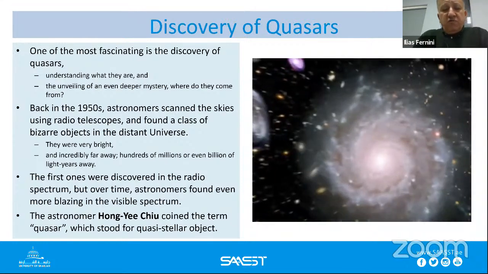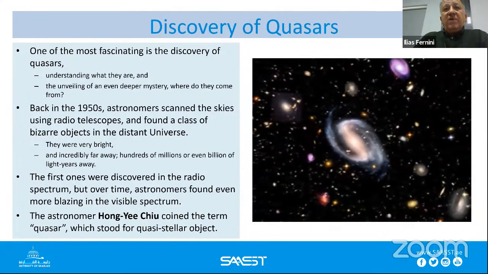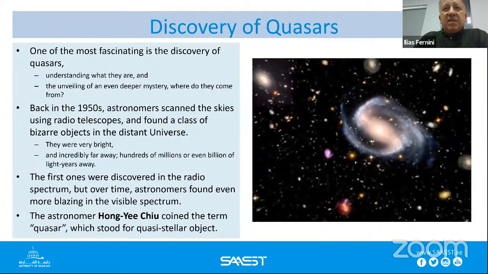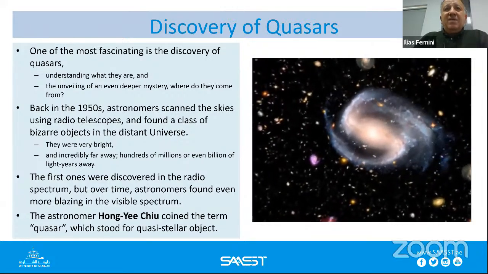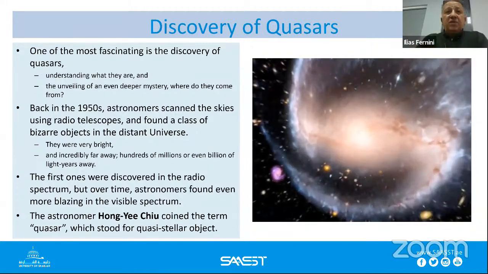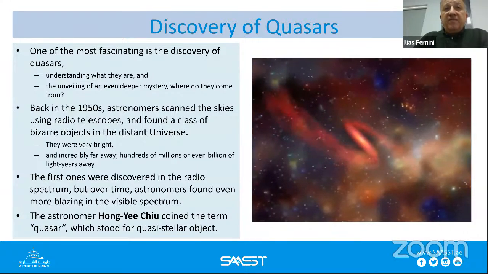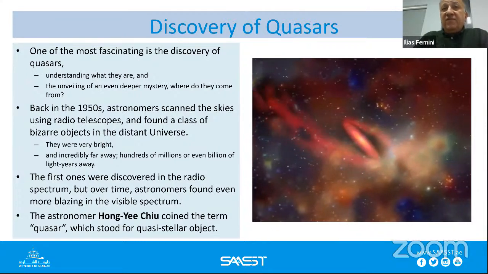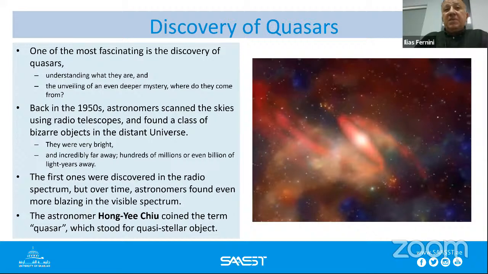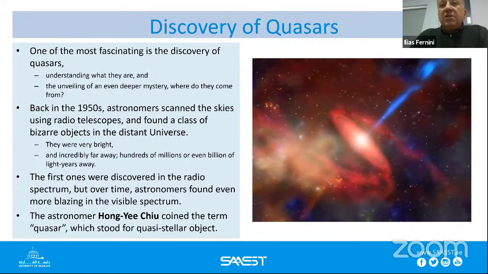And this brings me to the discovery of quasars. It was one of the most fascinating discoveries. Why? Because it gave us a look at something which is very, very powerful. We need to understand these quasars, what are they, and also how they can be. We start to observe them, especially in the radio band using radio telescopes. We saw that they were very bright. And even though they are very far away, maybe hundreds of millions or maybe billions of light years away. In the 60s, when we started to discover that, we found them first in the radio domain, then we turned our optical telescope to observe them.